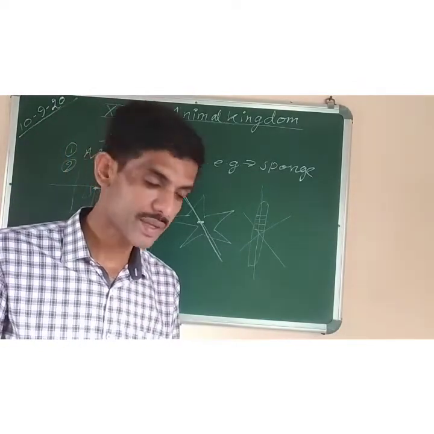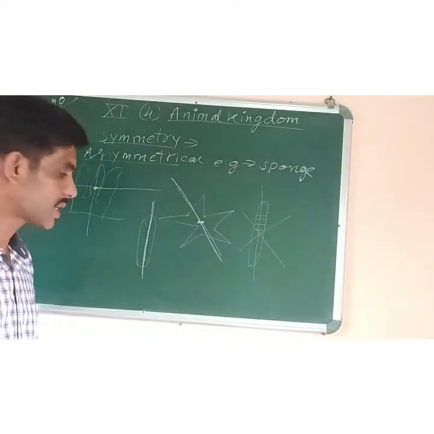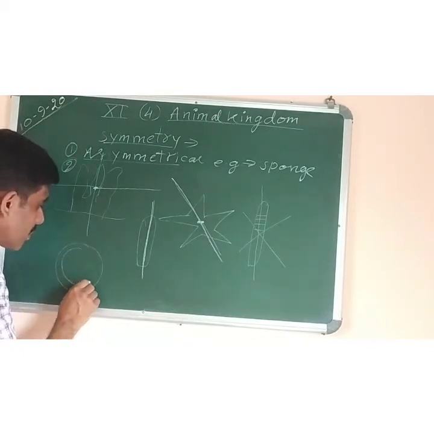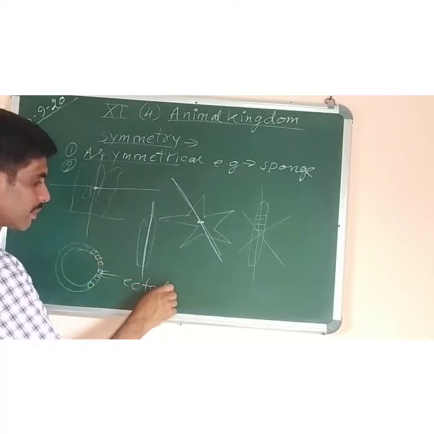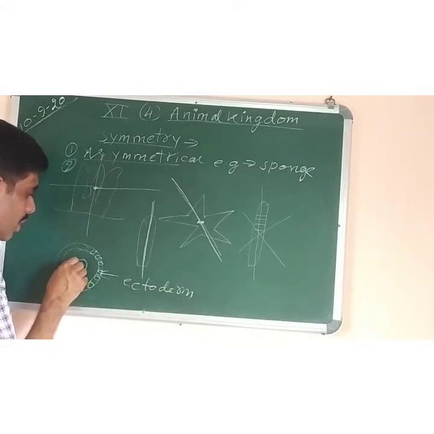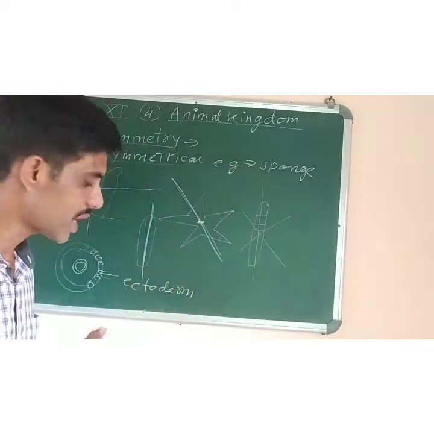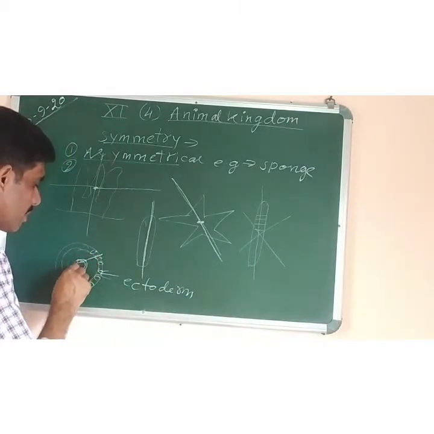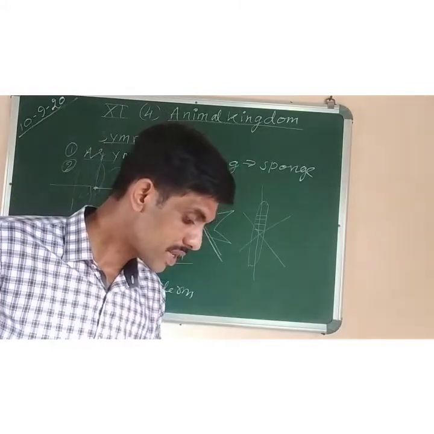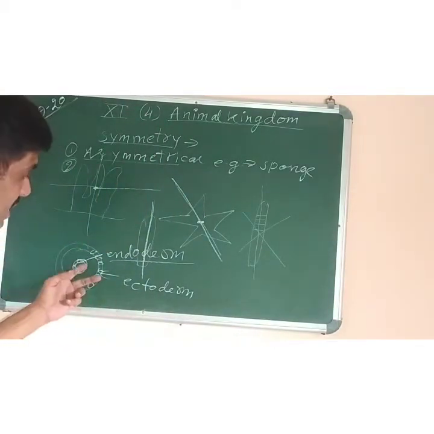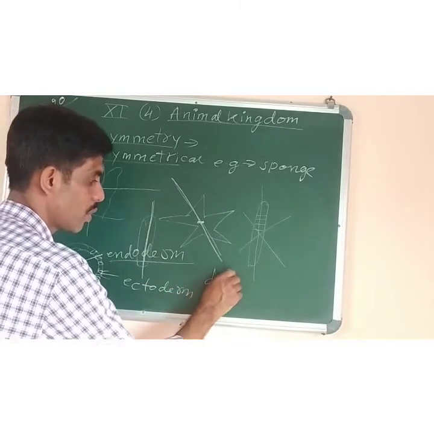Now next is diploblastic and triploblastic organization. Animals in which the cells are arranged in two embryonic layers, like if this is the external layer called ectoderm, these ectoderm cells are present. And the inner layer of cells is there, which is called endoderm. If two layers of cells are there, such type of animals which have only two layers of cells, ectoderm and endoderm, in which the cells are arranged in two embryonic layers, external ectoderm, internal endoderm, they are called diploblastic animals.